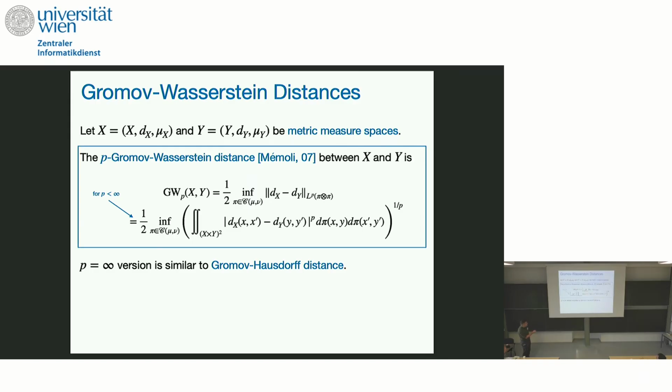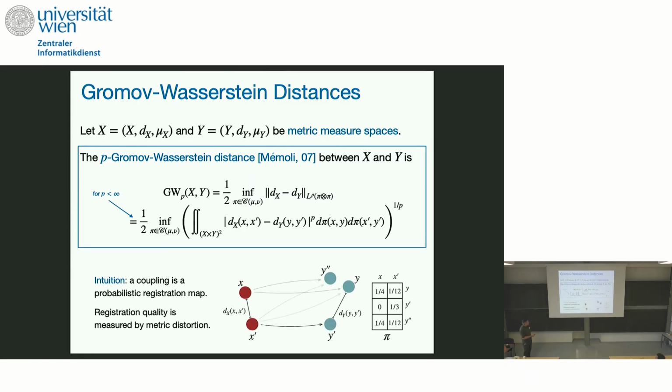The 1/2 is a normalizing factor, which makes it so that when p is infinity, this basically looks like Gromov-Hausdorff distance. Okay, it's not exactly the same, but it's very close to being Gromov-Hausdorff distance for p equals infinity. Maybe let's try to get some intuition for what's going on here if you're not familiar.